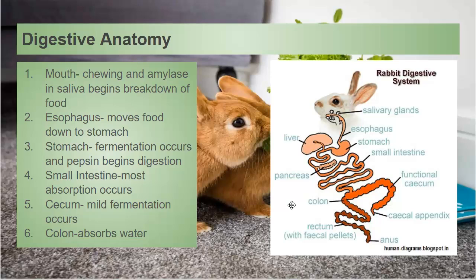The small intestine is where most of the absorption occurs from any type of nutrient. The cecum furthers the digestion, so there's mild fermentation that occurs here. And then the colon is responsible for absorbing any extra moisture or water in the nutrients that can be used.